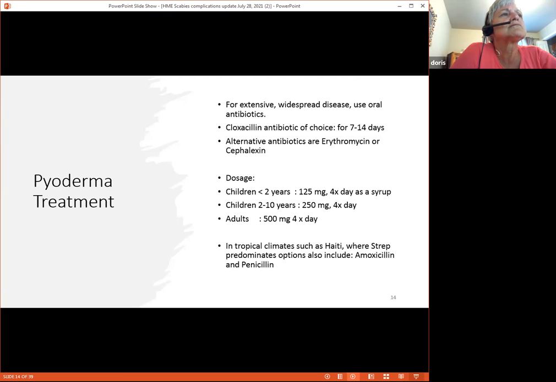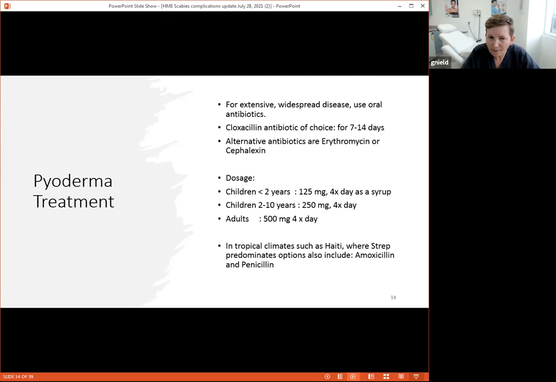4 fois par jour. And in tropical climates such as Haiti, where strep predominates over staph, options also include amoxicillin and penicillin.